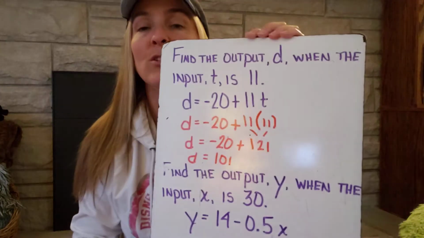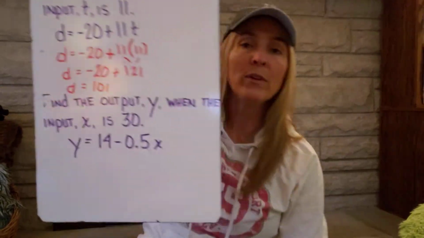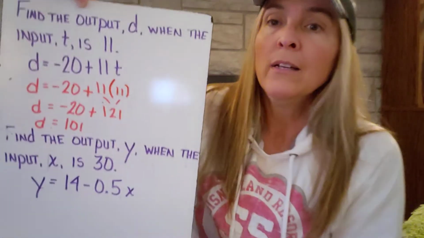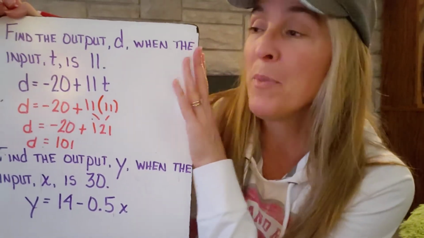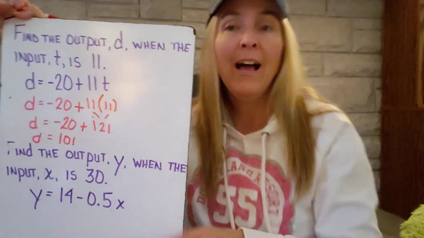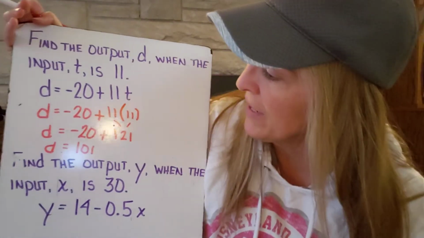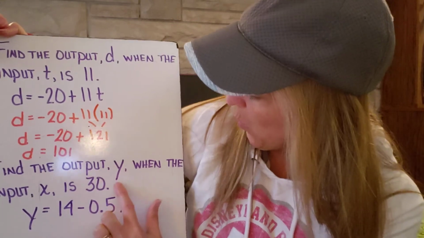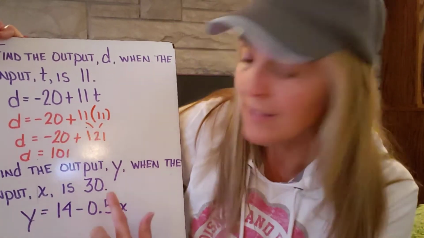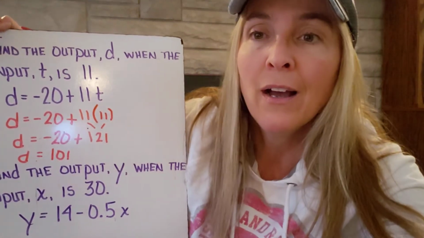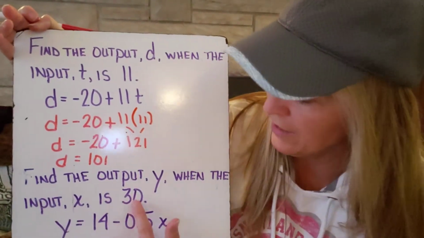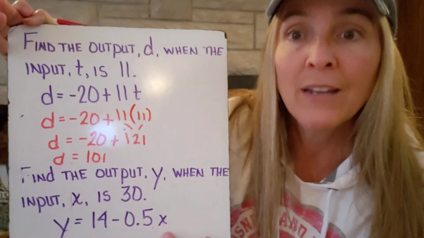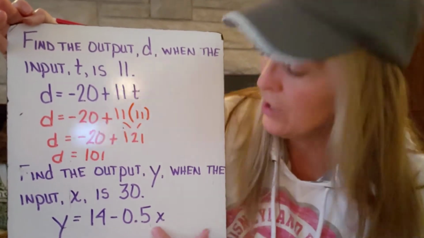Second one, just to give you another to practice. Again, these are actually from Khan Academy practice problems, so you may see these as you're working on your assignment. Find the output Y when the input X is 30. Letters don't matter, but it is important that if they tell you the input is 30, you put it in for the input, which is X.